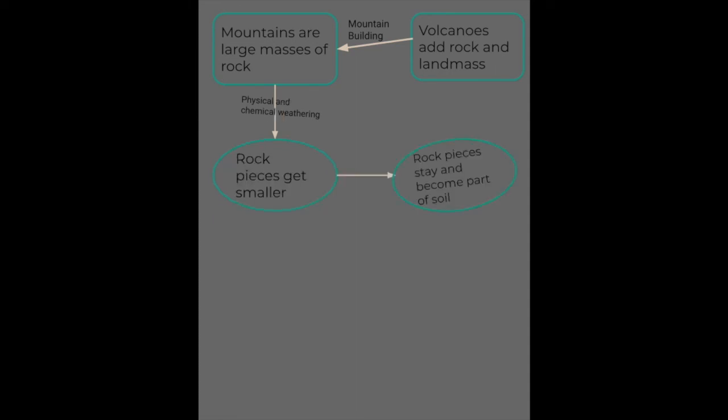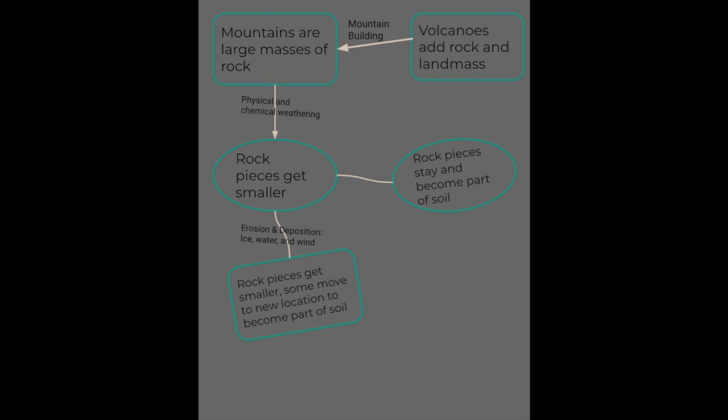When these rock pieces get smaller, some of those rock pieces stay in place, and those small pieces become a part of the soil. Although some of those rock pieces stay in place and become part of soil, not all rock pieces stay in the same place.